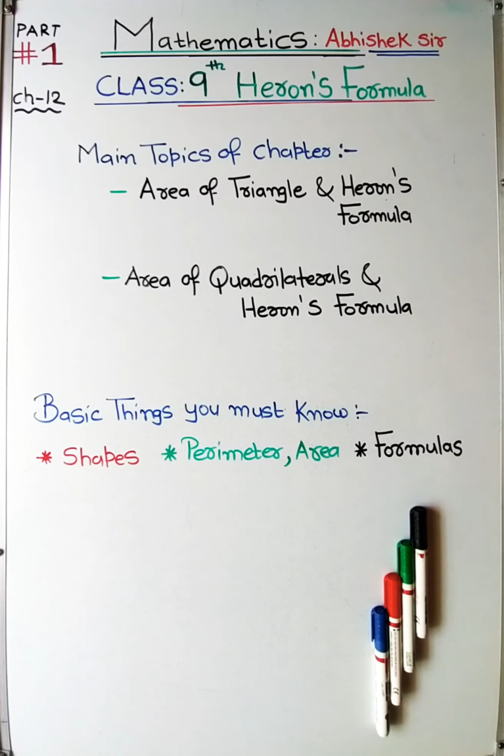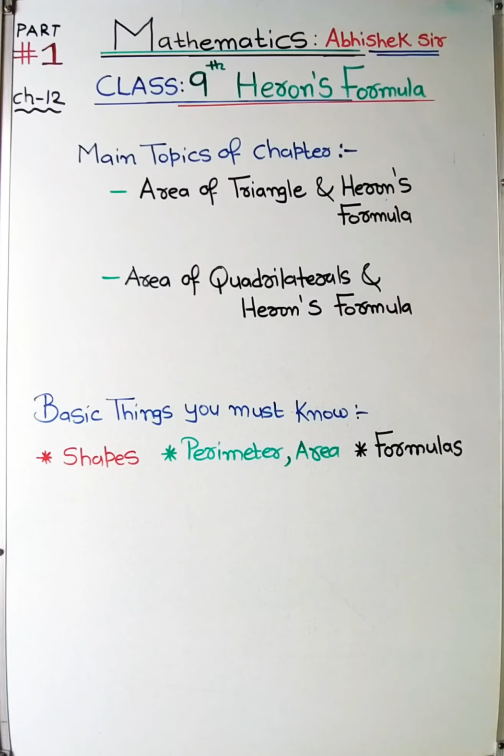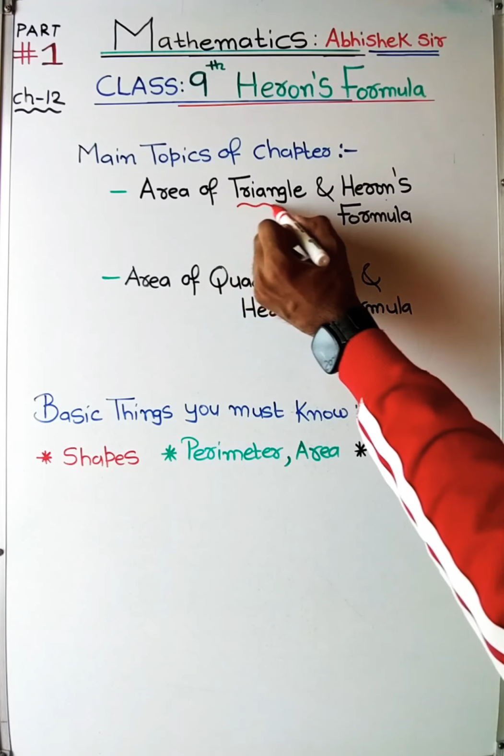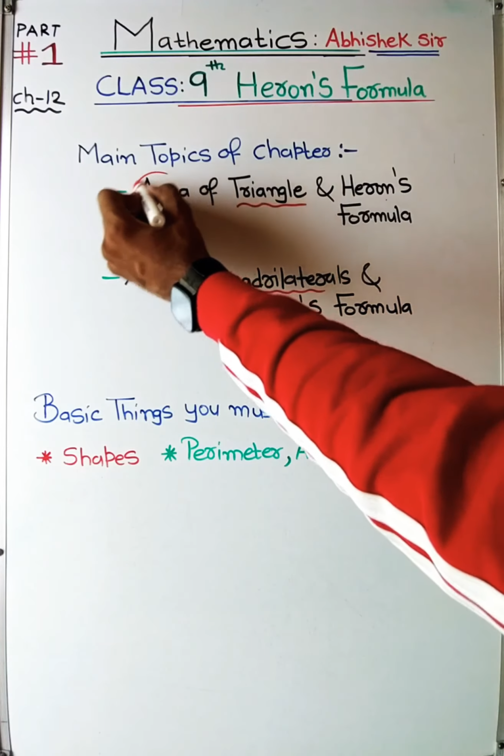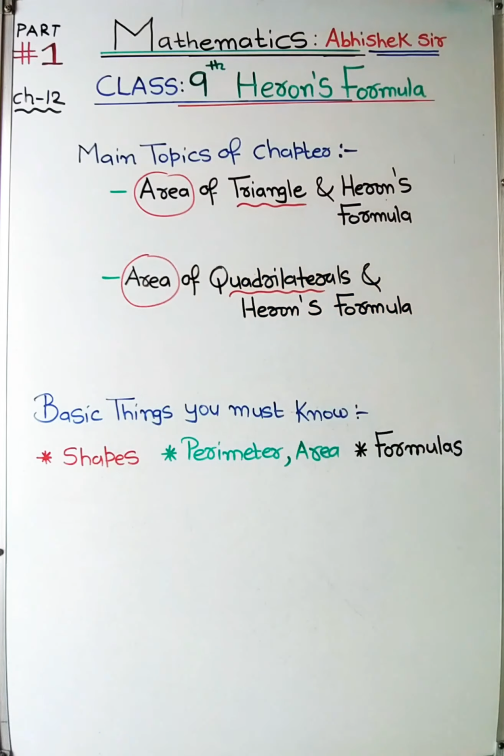In this chapter we have two important topics, that is area of triangle and Heron's formula, and area of quadrilaterals and Heron's formula. So basically we will be dealing with two shapes, that is triangle and quadrilaterals, and the main concept of this chapter is finding the area. We find the area by applying a special formula which is known as Heron's formula. Clear?